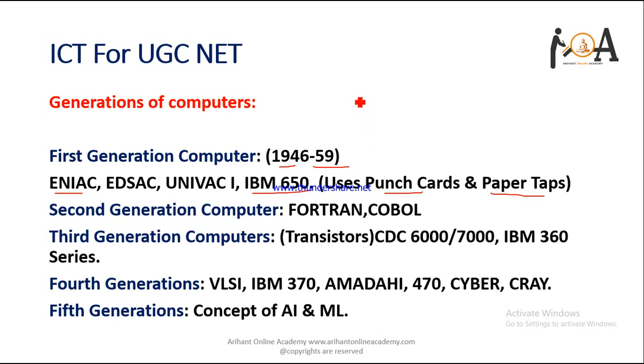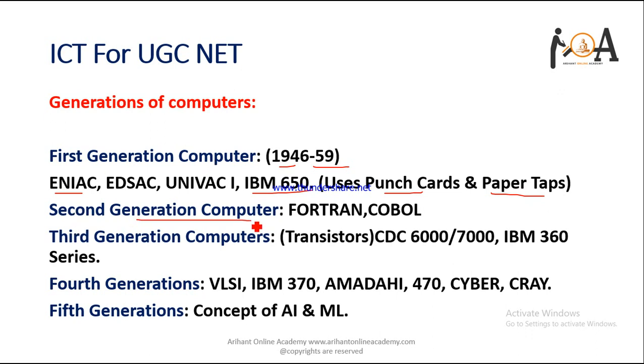They might ask in your paper to match list 1 with list 2, which matches the first generation, second generation, third generation computers, like that. So you should have knowledge of these computer systems, right? That we should know in which generation each belongs. Basically in the first generation they consumed a lot of energy, took much space, and used punch cards and paper tape. So after the evolution of computer systems, second generation computers came.